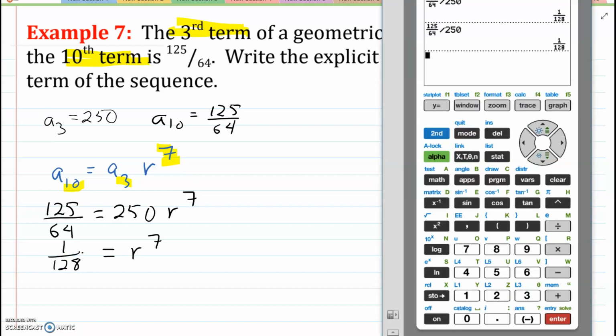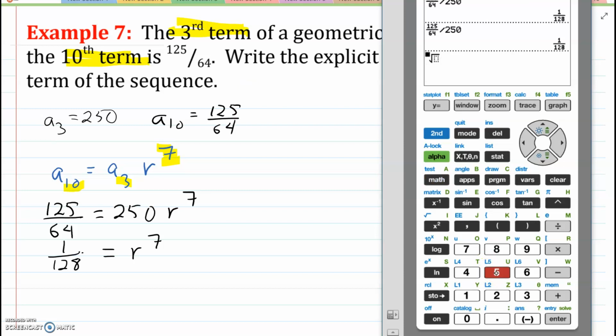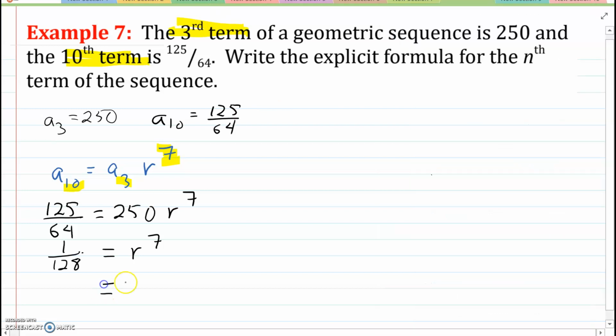Now, back to the calculator. I don't want r to the 7th, I want r. So what I'm going to do is take the 7th root of this value. Once again, how do I do the 7th root? I'm going to take my calculator and push the math button. And if you notice, number 5 there is what I'm looking for. So I'm going to take the 7th root, and then I'm going to have 1 over 128 there. And the easiest way to do that again is to go second answer. And so I'm now looking at my r value is just going to be 1/2. Awesome. Got that much down pat.